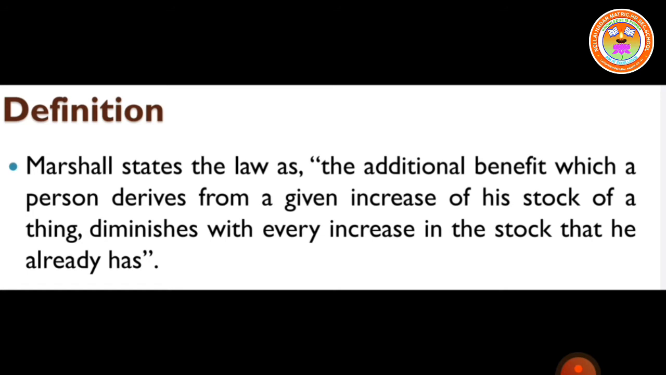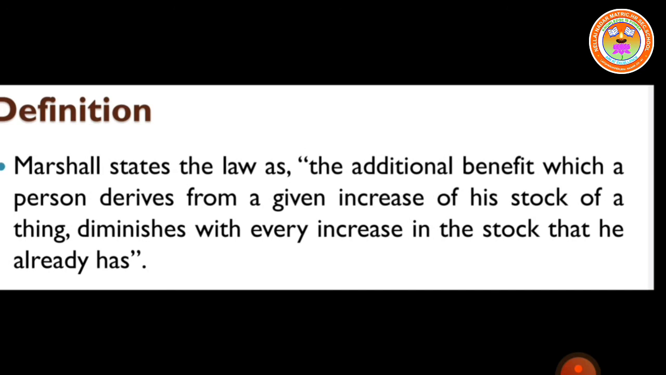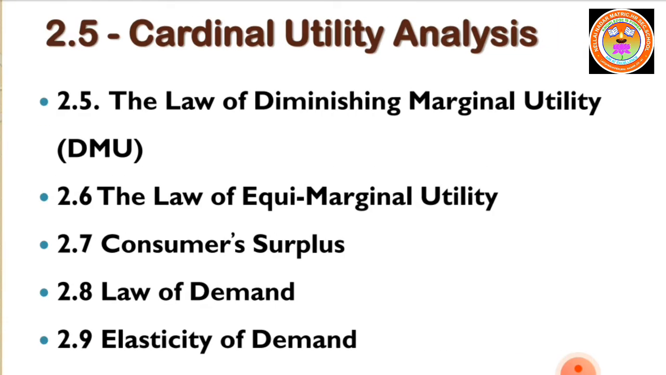According to Marshall, the additional benefit which a person derives from a given increase of his stock of a thing diminishes with every increase in the stock that he already has. That means the law of diminishing marginal utility. Diminishing means reducing. Marginal means additional. Utility means satisfaction.